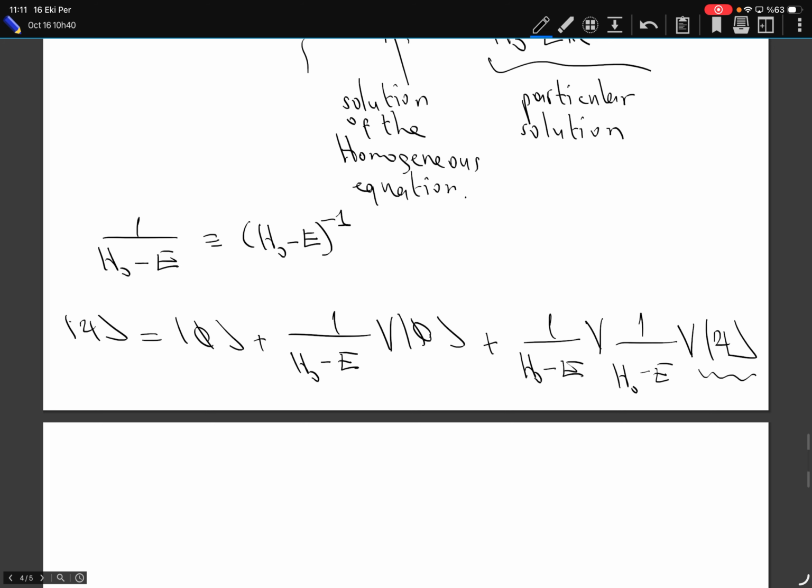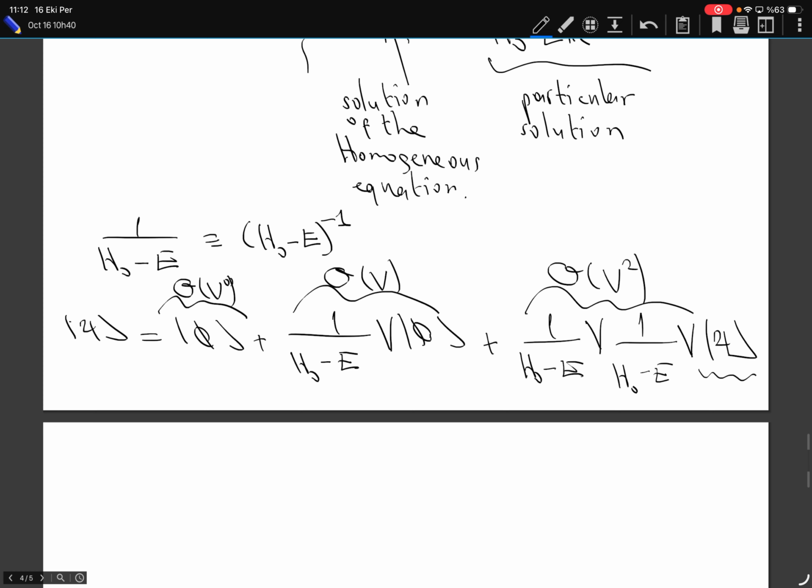The thing you should note over here is, you see, this term doesn't contain any V. It's V to the power 0, if you like. This term is of the order of V. This term is of the order of V squared. Well, if you write more and more terms in this expansion, all the higher terms will be of the order of V cubed, V to the 4, V to the 5th, etc.